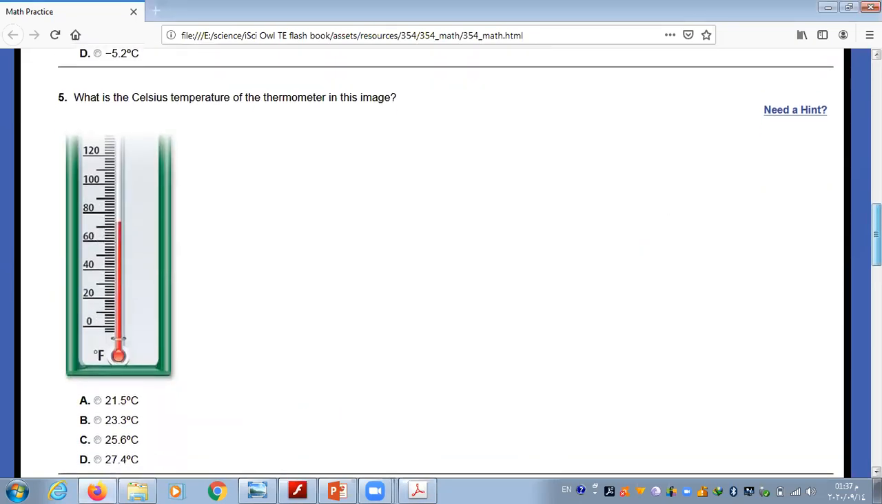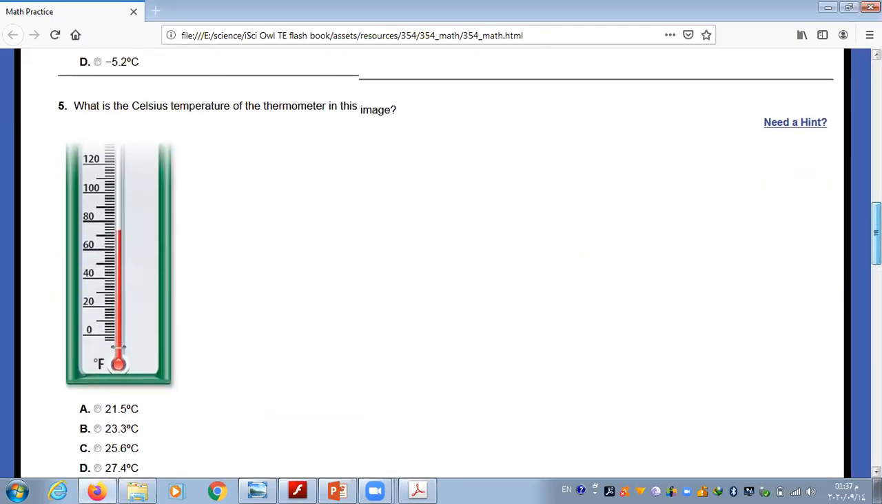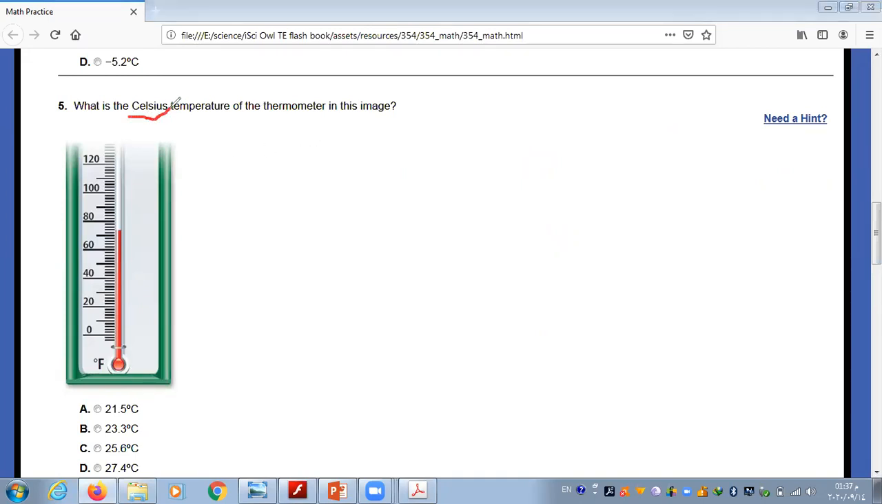Number 5: What is the Celsius temperature of the thermometer in this image? So we want to calculate Celsius. We don't have a number here, right? No, but it tells us to look in the image. We have an image of a thermometer, so we'll go up to the end of the red mercury.